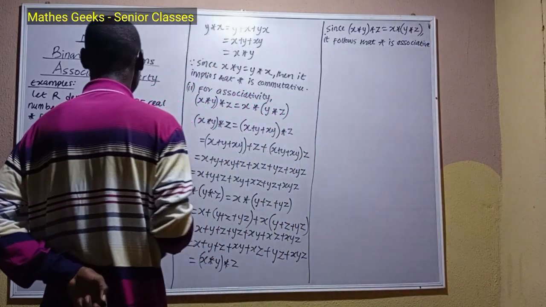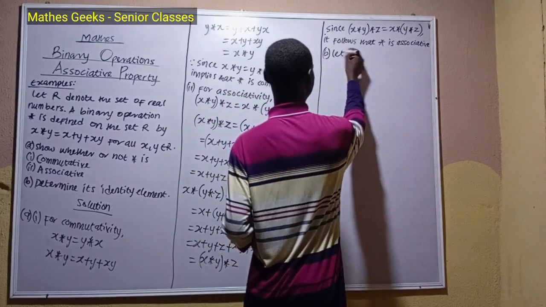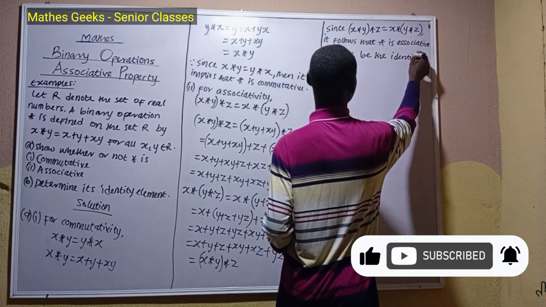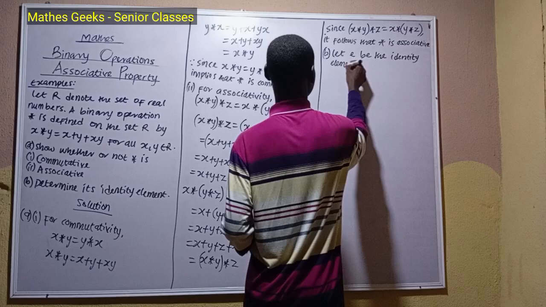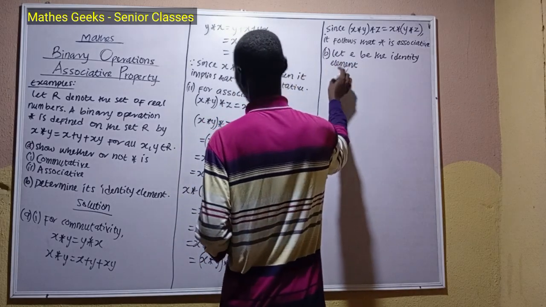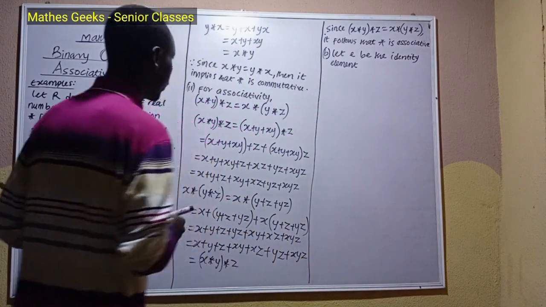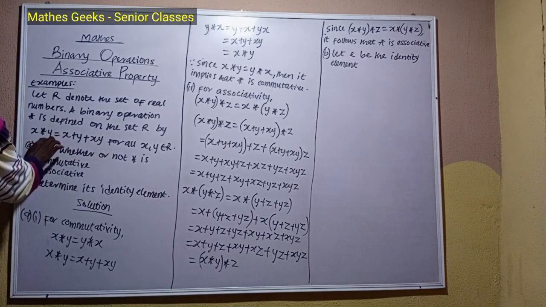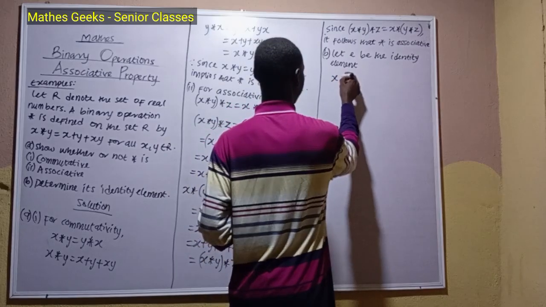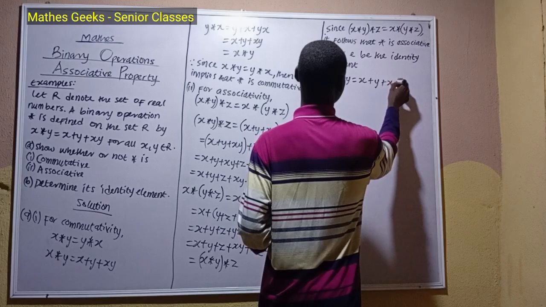Now for the identity element. Let e be the identity element. And we know that as a rule, the identity element combines with one of the elements in this rule. Usually the identity element must be substituted for the second element, which is y, so it will be x star e. So remember we have x star y equal to x plus y plus xy.